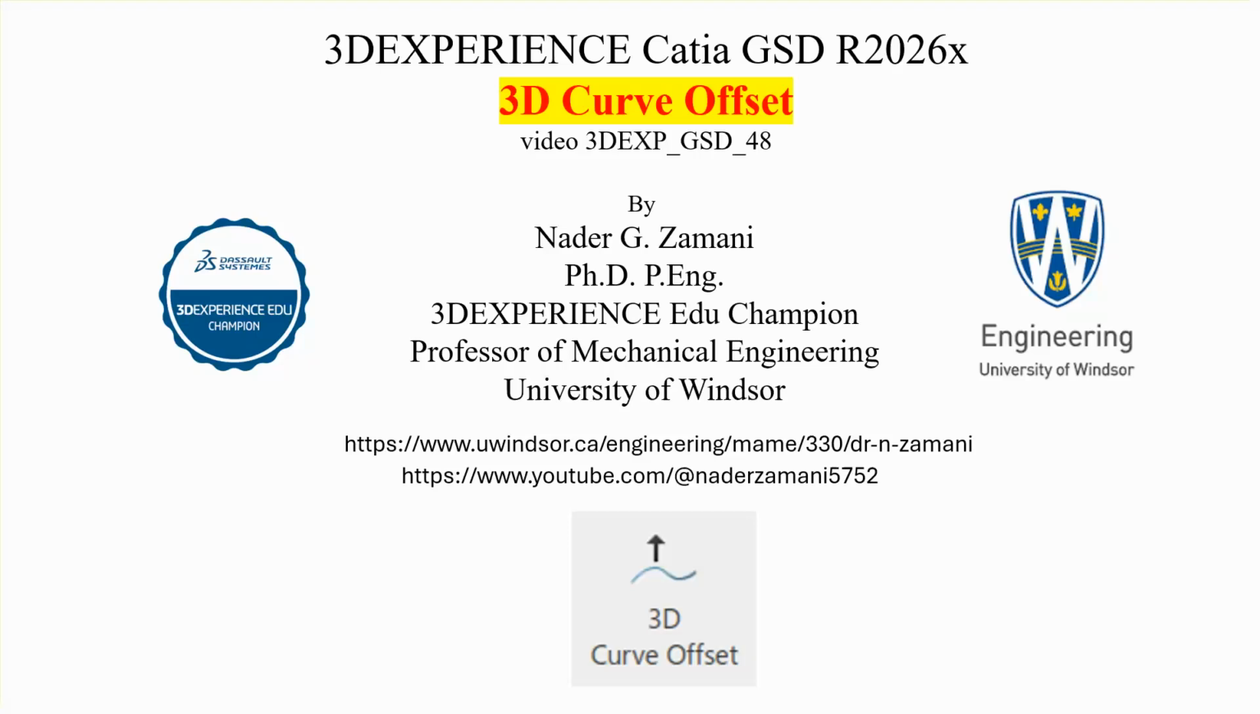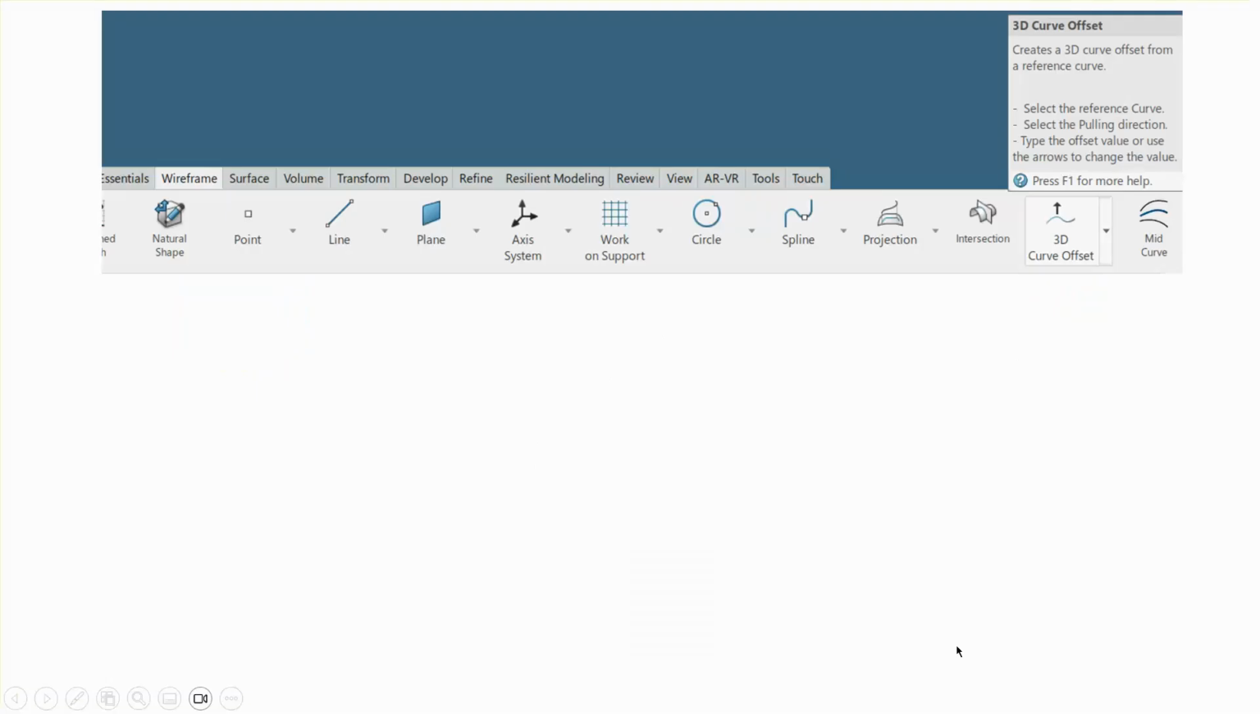Video number 48 in the playlist for 3D Experience CATIA Generative Shape Design application. The icon that I'd like to discuss with you is called 3D Curve Offset, and I have some comments to make. First of all, if you're in Generative Shape Design and the Wireframe tab is selected, there is a pull-up menu here, which is the 3D Curve Offset.